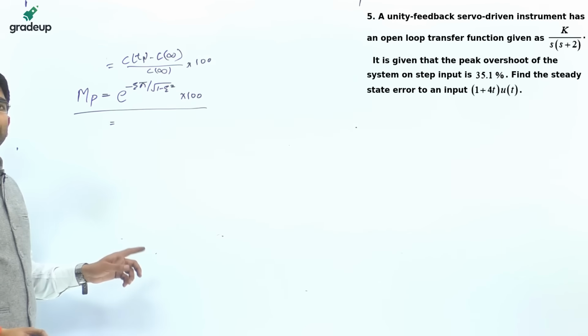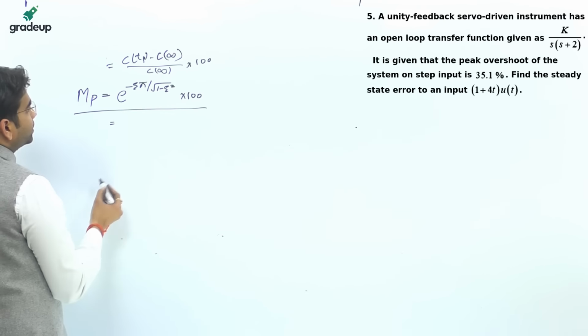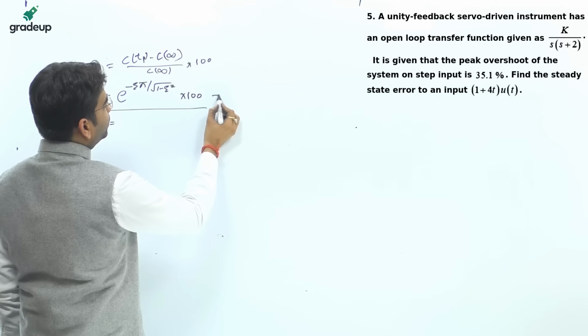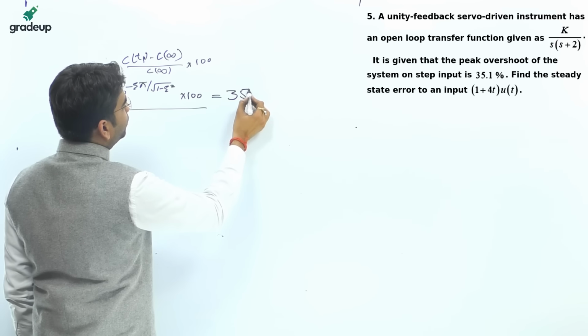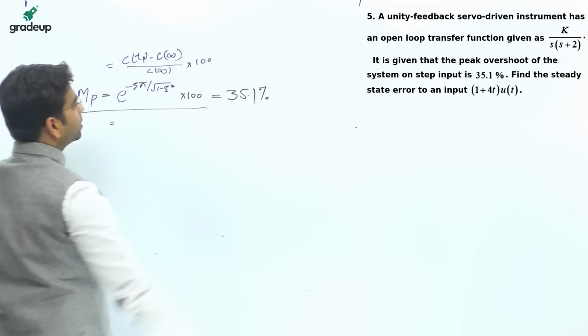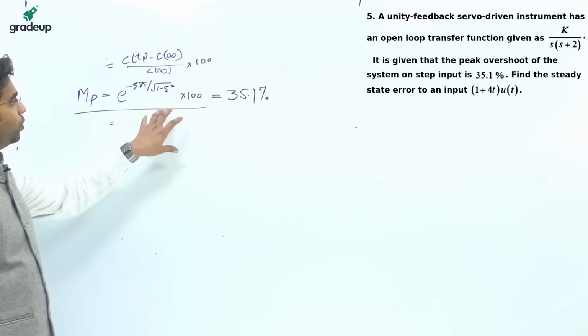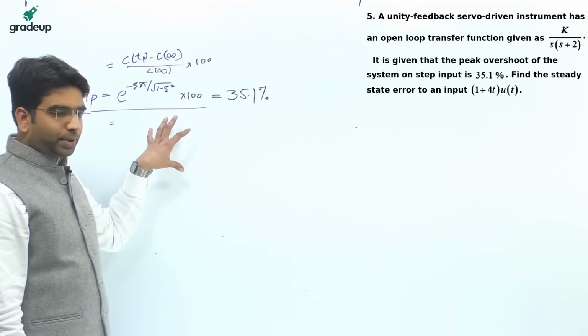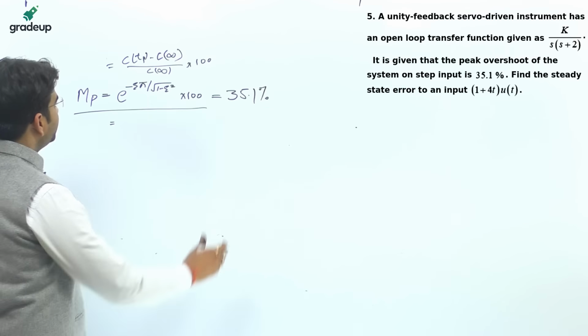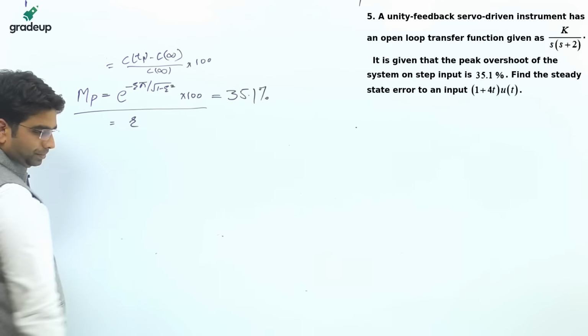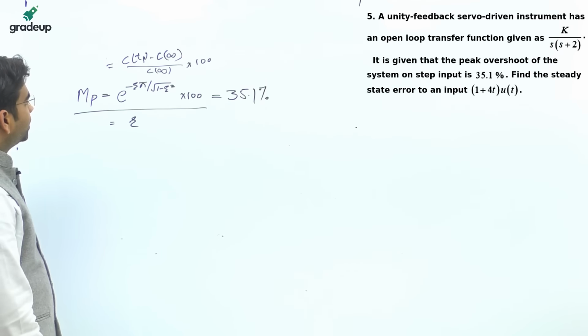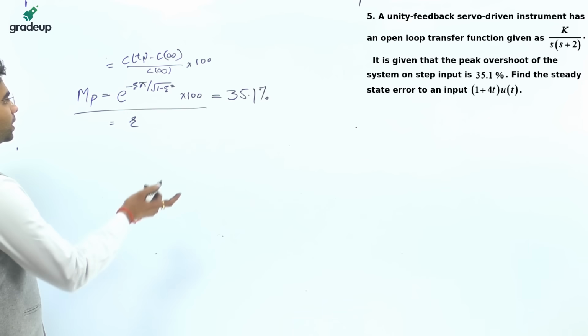It is for standard second order equation. Okay, so it is known to you, and what was it? It was 35.1%. Okay, इसमें unknown term कौन सा है? What is the unknown term at present at this time? Unknown term is zeta. Okay, unknown term is zeta.